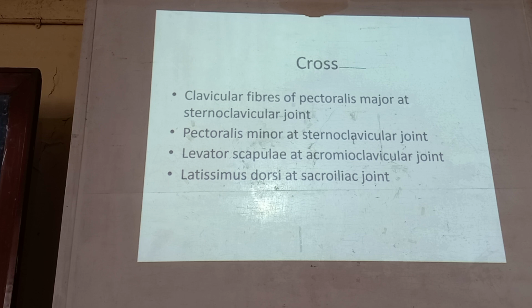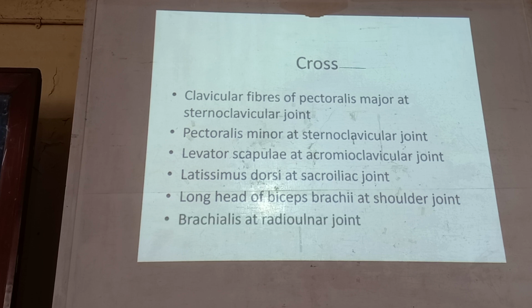Latissimus dorsi, another muscle of the back, crosses the sacroiliac joint. Long head of biceps brachii crosses the shoulder joint. Brachialis crosses the radioulnar joint. Pronator teres crosses the elbow joint.